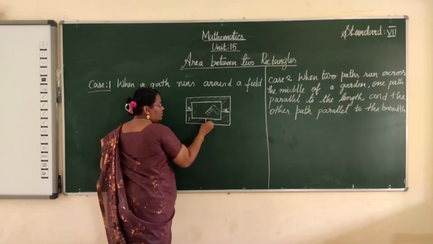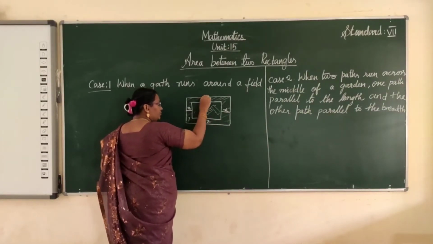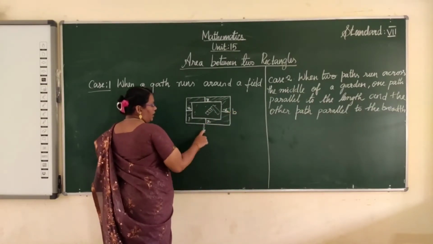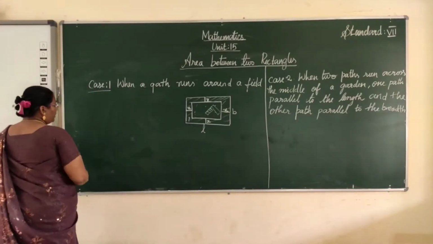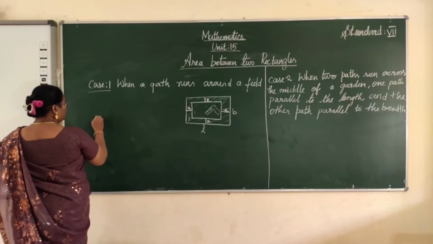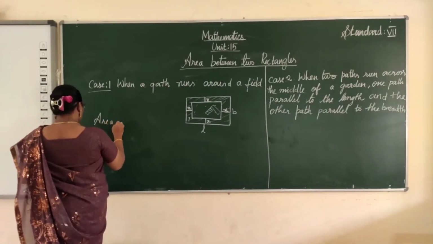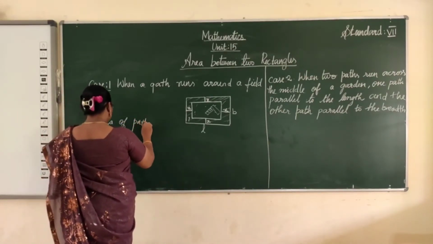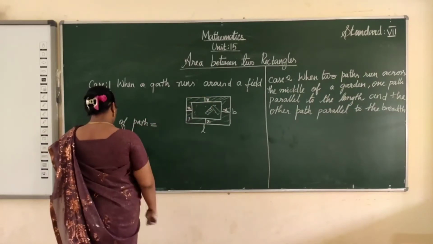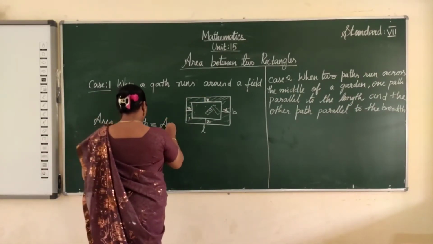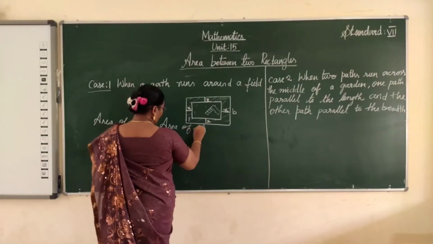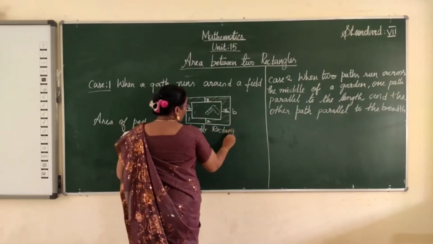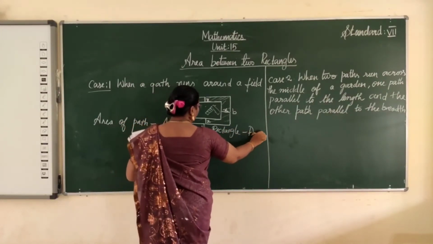Okay, so here also the same measurement, is it? So the rectangular field, this is a length, this is a breadth, everyone known that. Okay, so length of the rectangle, so how to calculate the area of path is equal to area of the outer rectangle minus area of the inner rectangle.